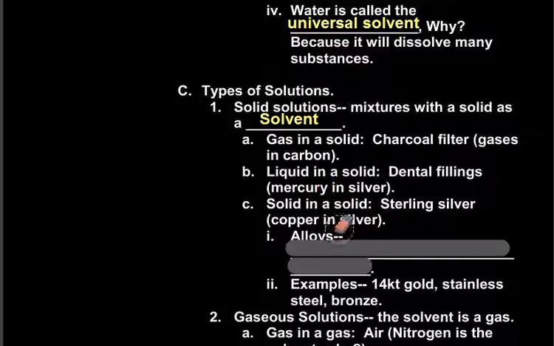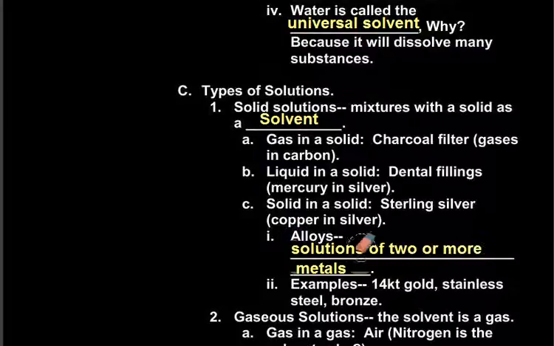And then there are solids in a solid. So most metal alloys are this kind. For example, sterling silver is copper and silver, and in alloys, our solutions are of two or more metals. For example, 14 karat gold, stainless steel, bronze, that sort of thing.